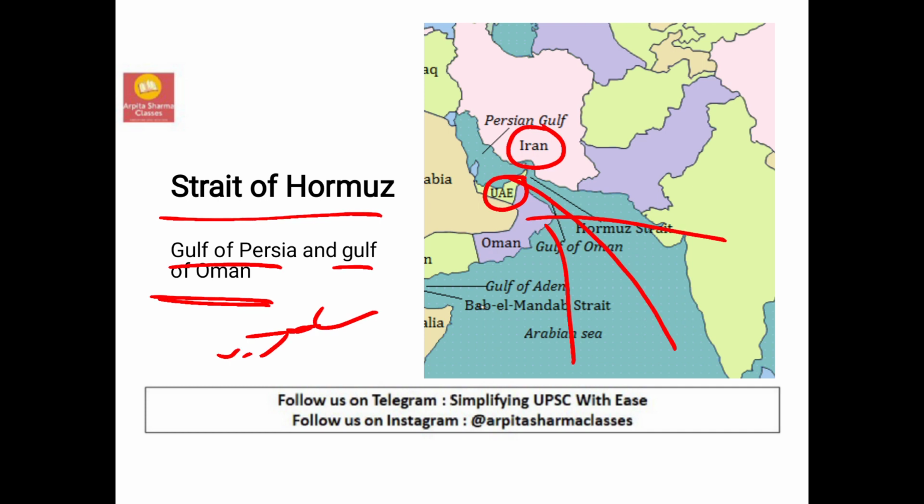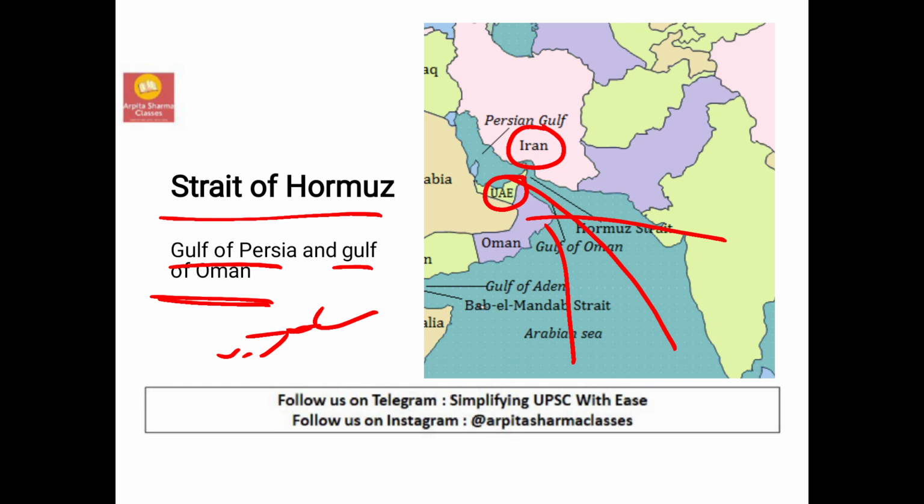And I have given you a statement: 4% of global oil supplies, does it pass through this? No, it passes through the Bab el Mandeb Strait, that I'll tell you in a future lecture. Hormuz is important because there is Qatar. There is a country called Qatar in the Persian Gulf.